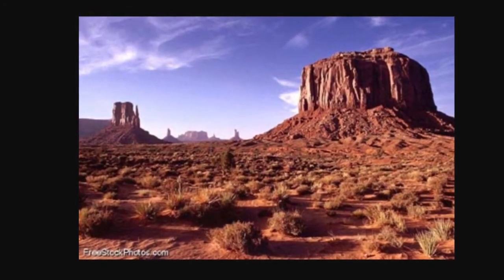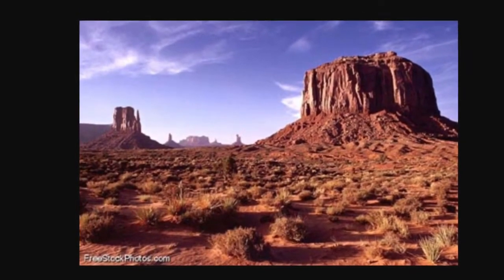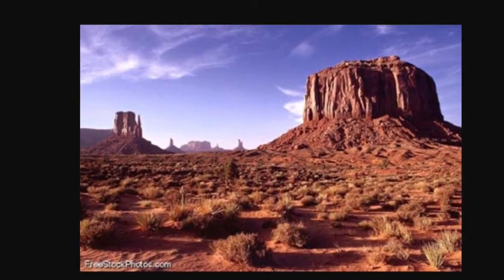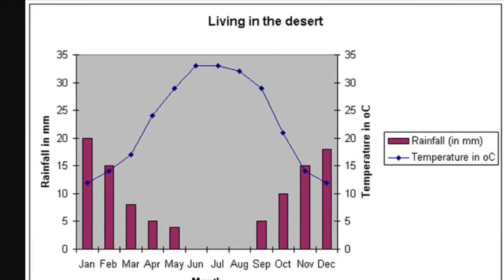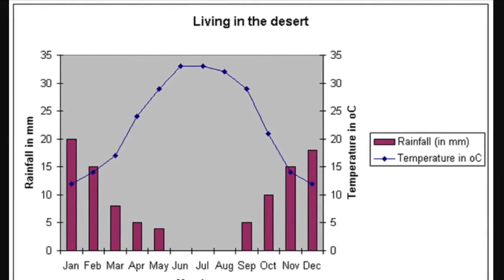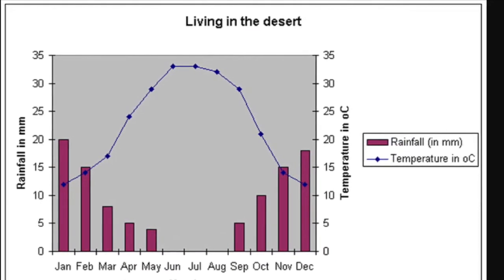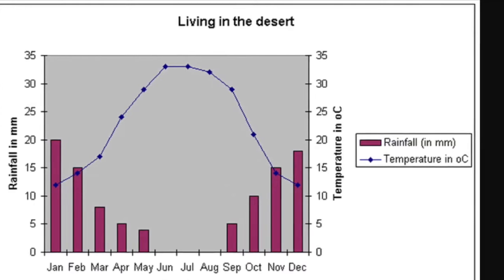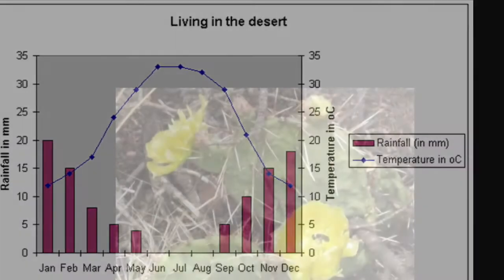Hello, viewers. Me and Iman are going on an adventure to the hot and dry desert biome. We're going to be talking about the climate of the desert biome. The average summer temperature is 43.5 to 49 Celsius. The average winter temperature is 20 to 25 Celsius.